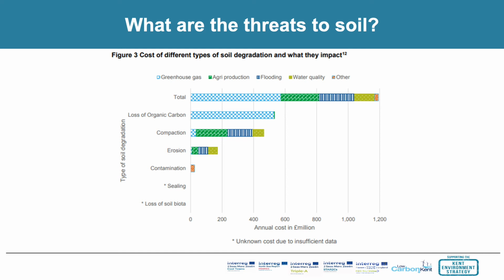So we know that the loss of soil biota and sealing are having a degradation effect on the soil, but we don't know how much this is costing our economy yet. But just because we don't know that yet, it doesn't mean that we shouldn't still be aware of them and still be thinking about them, because technology is changing quite a lot at the moment, particularly for microbiology, and it's now a lot easier to quantify what microbes are available and the different diversity of this. So in the next few years, I'd expect to see a lot more data emerging on these.